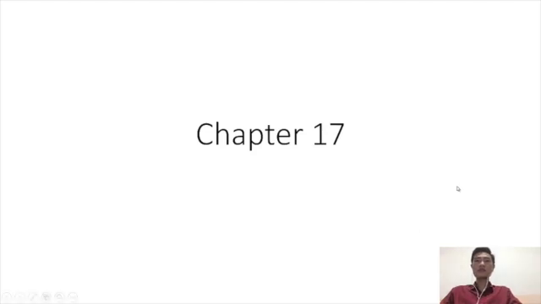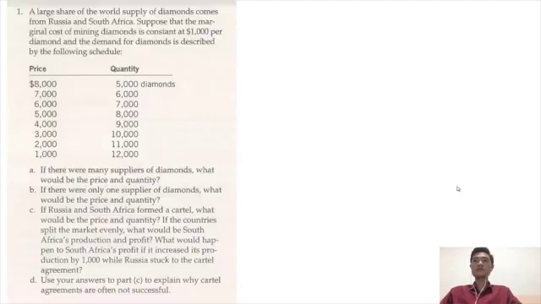Hello everyone, I'm Long from Group 2. So now I will answer question 1 in chapter 17. The question is, a large share of the world's supply of diamonds comes from Russia and South Africa. Suppose that the marginal cost of mining diamonds is constant at 1,000 per diamond, and the demand for diamonds is described by the following schedule, as you can see on the slide. So there are several questions given, and I will answer each of them.